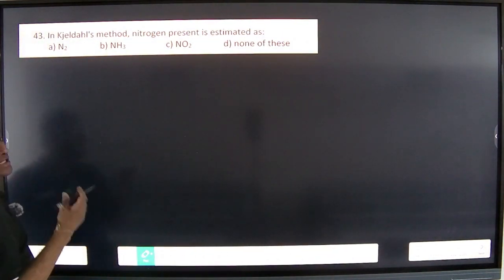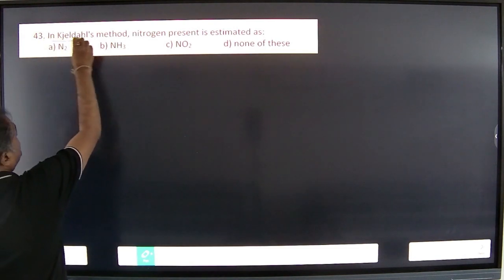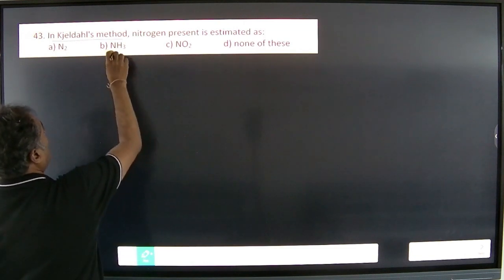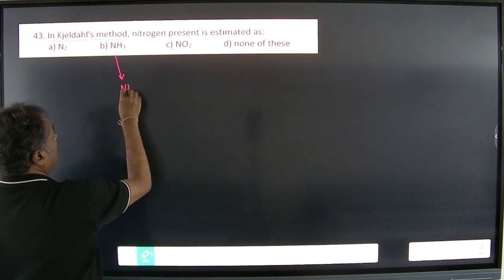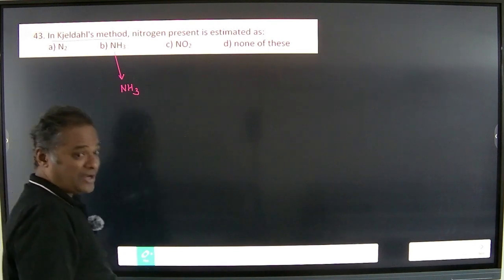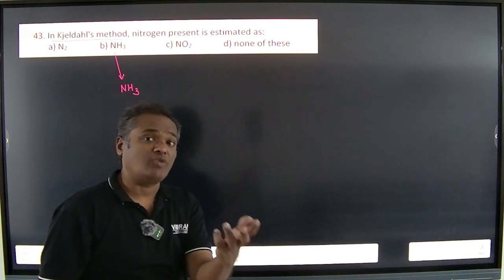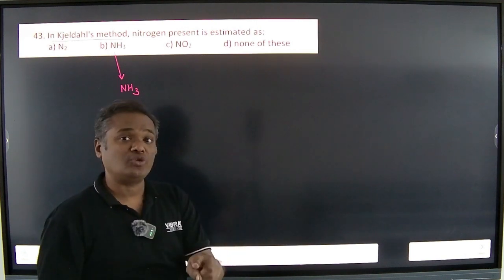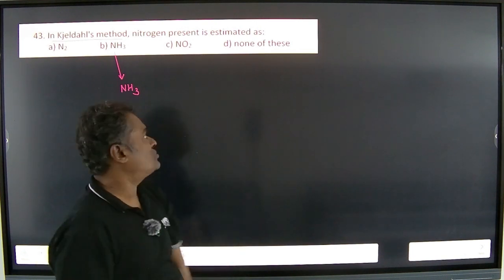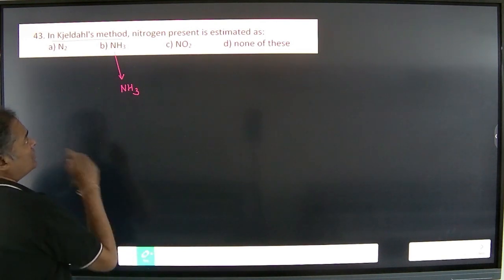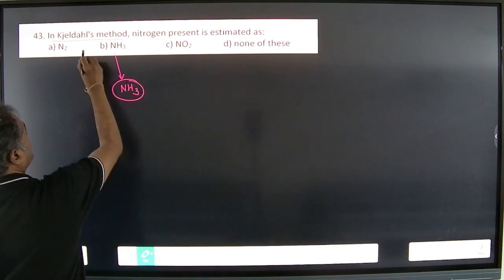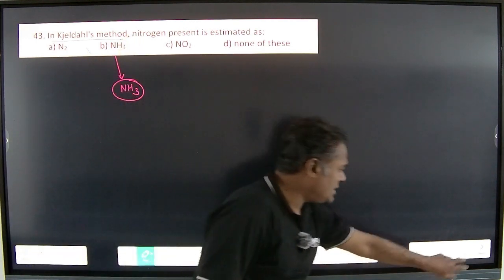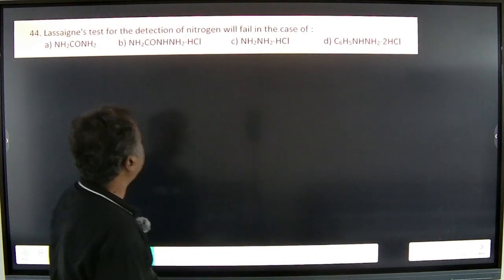Now, this is a conceptual question, child. During Kjeldahl's method, the nitrogen present is estimated in the form of ammonia, and that ammonia is treated with a known volume of sulfuric acid of known concentration, which is back titrated by NaOH to find out the amount of ammonia obtained. So, in this case, child, your nitrogen is converted to ammonia. So, your correct answer is ammonia. That is option B. Let us see the next question, child.